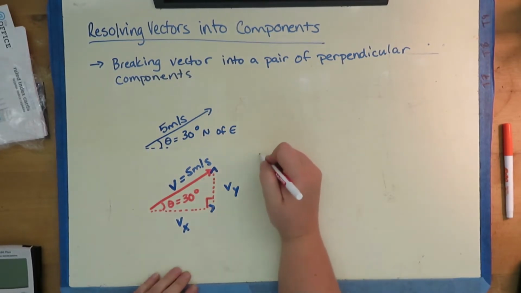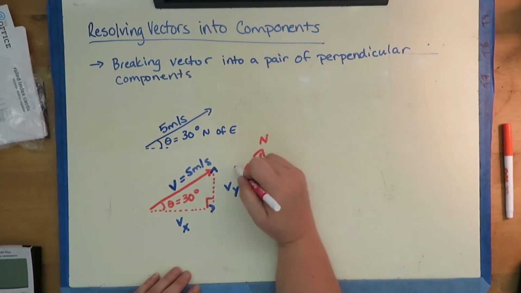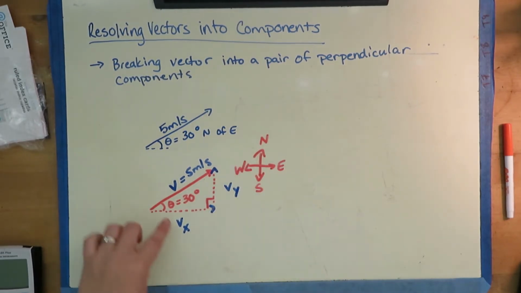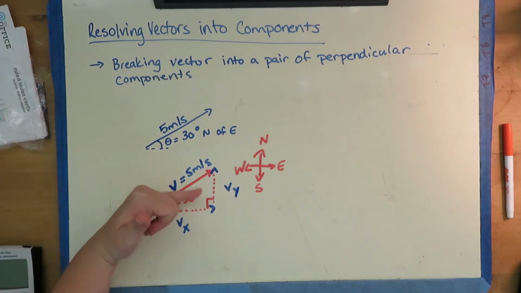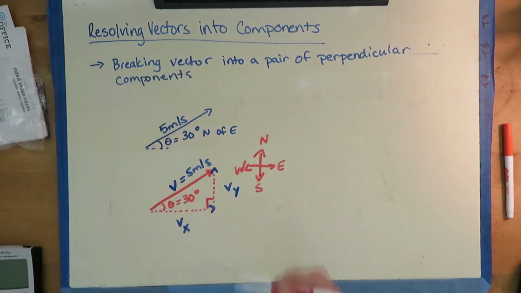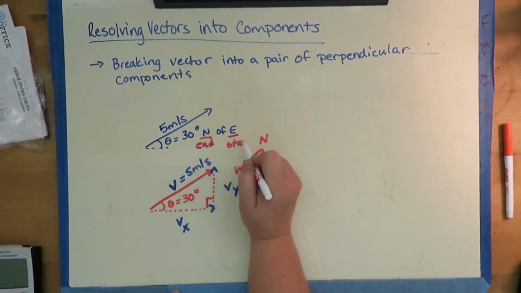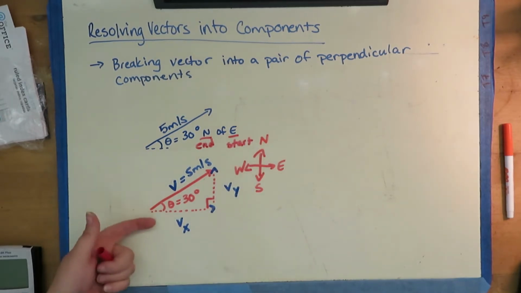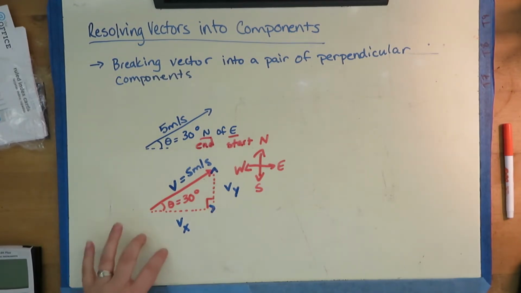Now, I'm going to draw my little compass here for my coordinate system. So I'm going to do north, south, east, and west. Now I know, just because I have this labeled here, that this angle is 30 degrees north of east. Because remember, the north is where you ended up, and the east is your starting reference direction. So this vector starts in the east and then it goes north. That's the way to describe that vector.